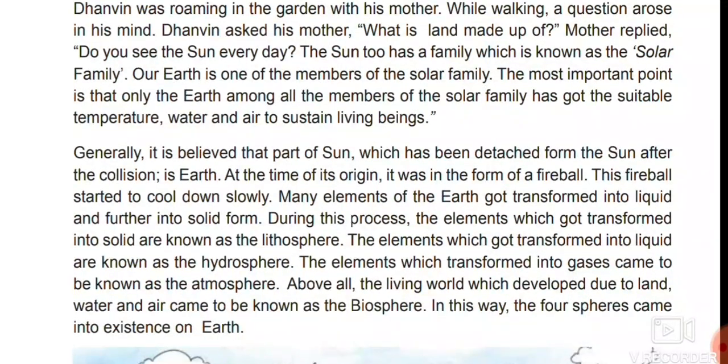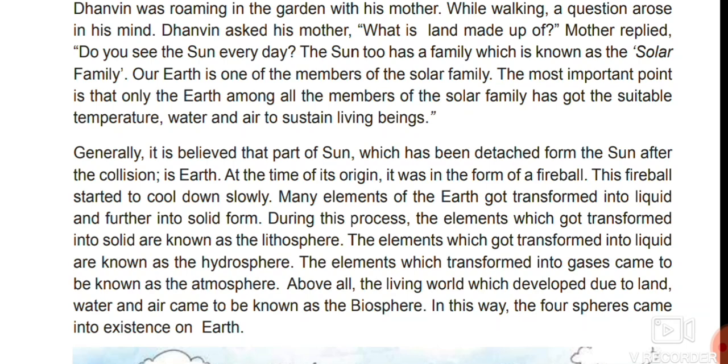Generally it is believed that the part of the sun which has been detached from the sun after the collision is Earth. Now, through the study of the Big Bang theory, we all come to know that Earth is made up of such molecules that are the same as the sun's. After many chemical changes, there was a formation of Earth. At the time of its origin, it was in the form of a fireball.